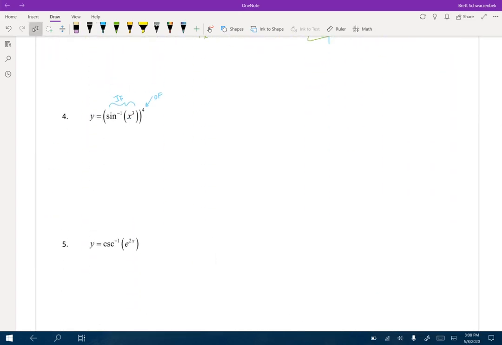Why? Because when we take dy dx, we need to use the power rule for our outer function. So what happens? 4 goes to the front, 4 sine inverse of x cubed. We deduct 1 from the exponent, 3, and then we find the derivative of our inner function. Alright, so once we have this, then the first part stays as is, and we have to find this derivative. But you should see that this derivative is going to need another chain rule. So this is going to be one of those double chain rule problems.